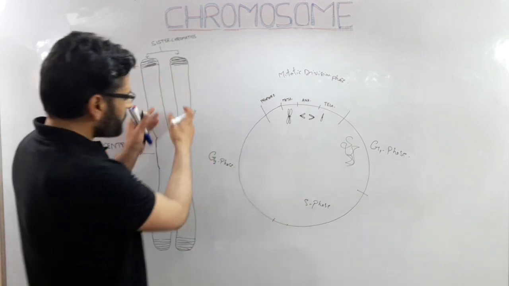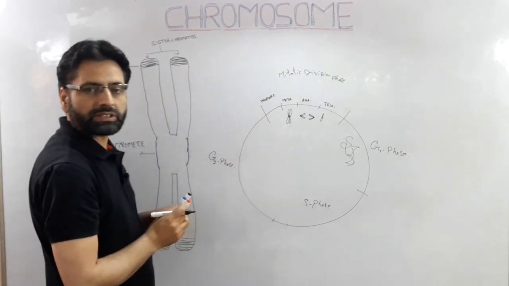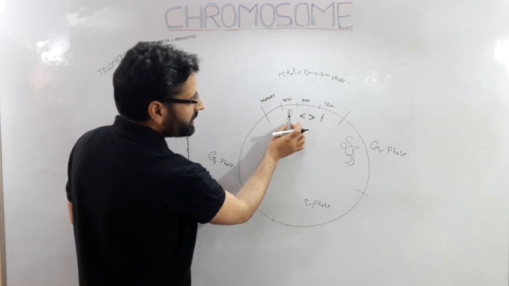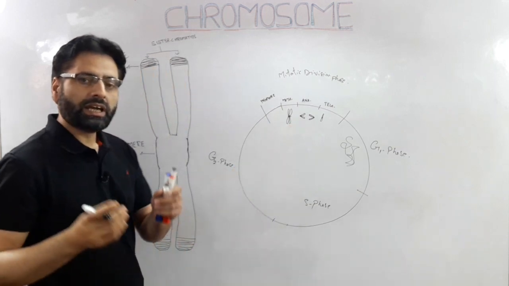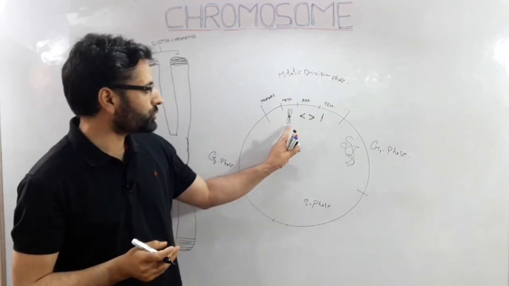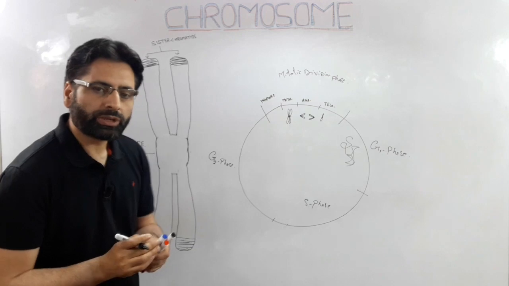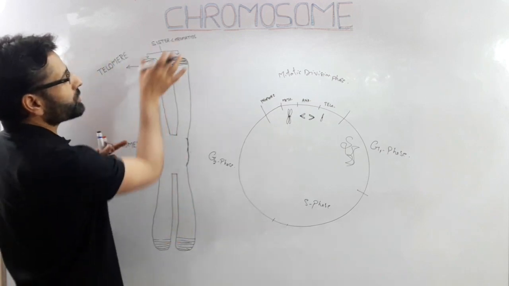So this structure is only available in this metaphase state, and this structure of the chromosome represents the replicated form of the genetic material. That is, this chromosome here is a replicated chromosome, and that is why we have two sister chromatids.